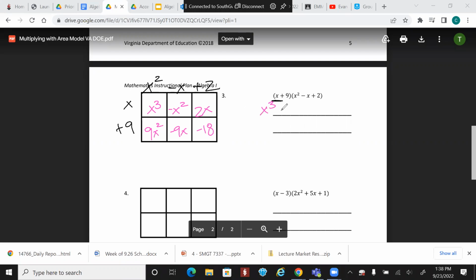So we're going to get x cubed plus 9x squared minus x squared plus 2x minus 9x minus 18. We're going to combine our like terms, and that's going to give us x cubed plus 8x squared minus 7x minus 18. Once you finish writing this one down, I want you to try number 4.